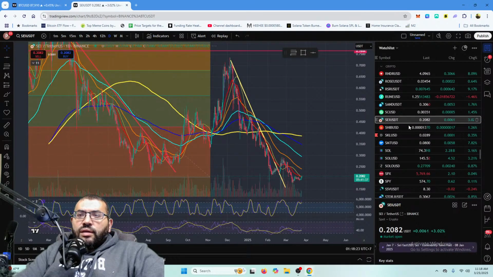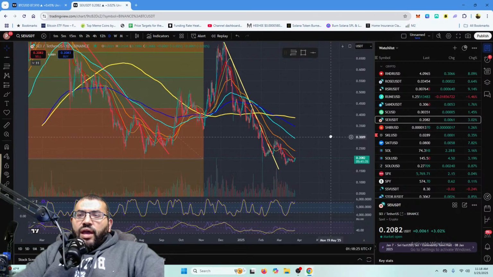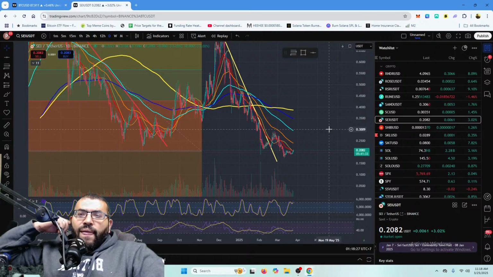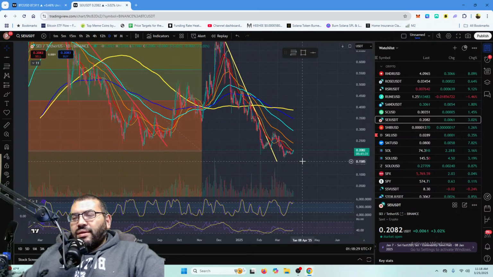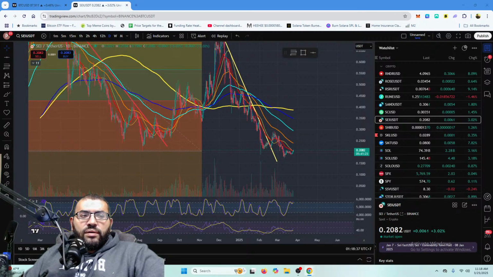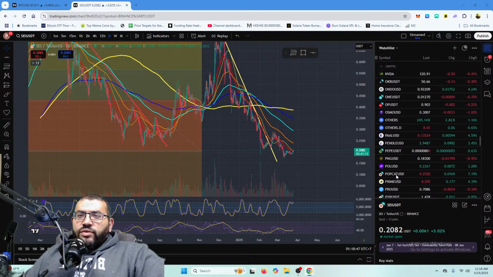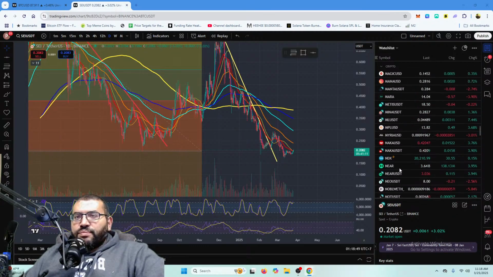Say doesn't look as good. I mean, it did break the downtrend, put in a higher high, but then put in a lower low. So it's at a point of indecision right now. Not in love with it. Highly inflationary. So personally, I would pass, but you never know.